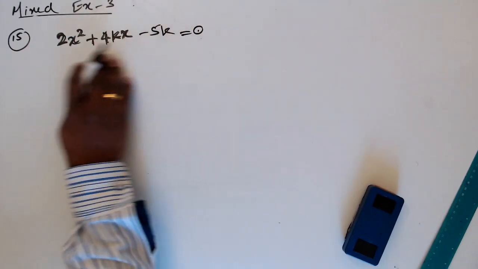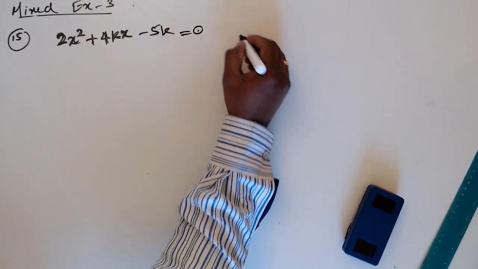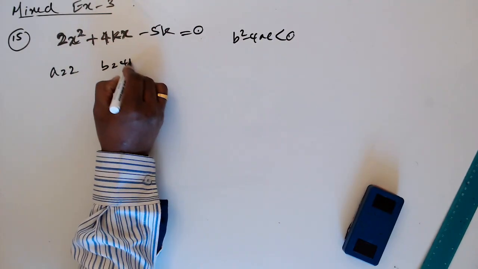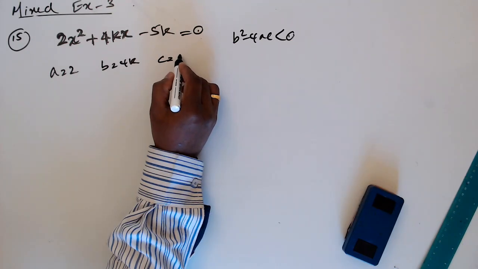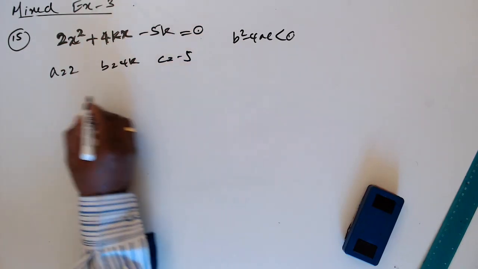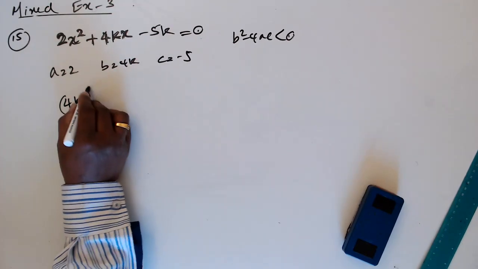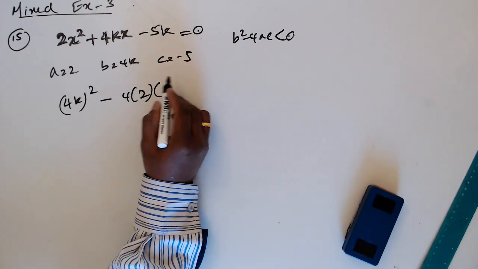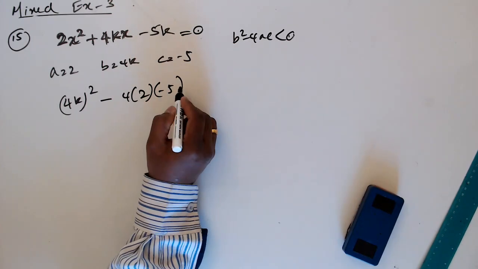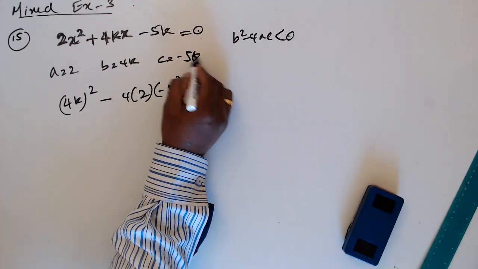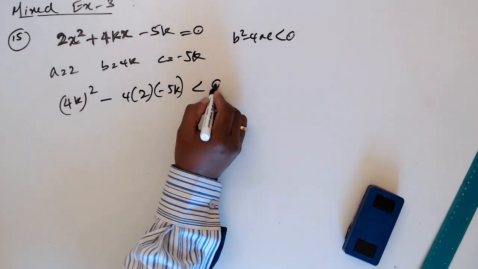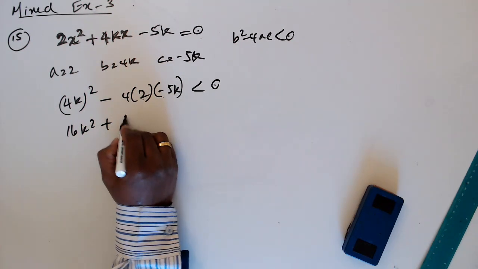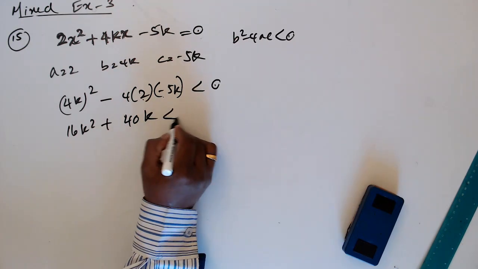So this one doesn't have a real root. No real root. It means b square minus 4ac has to be less than 0. a equals k, b equals 4k and c equals minus 5, and b square is 4k square, minus 4 times a and c is minus 5k, less than 0. 16k square plus 40k less than 0.